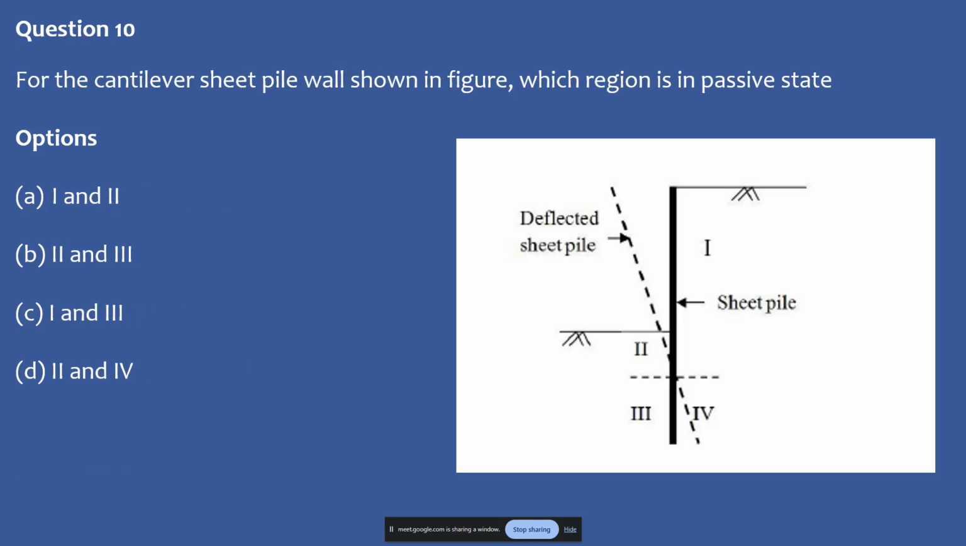Then let's go for question number 10. So you need to determine which region is the passive state in this particular loading diagram. So you are having a sheet pile given to you, and the deflection profile is also given to you. Now among the four sections which have been marked, you need to determine which section is the passive section.